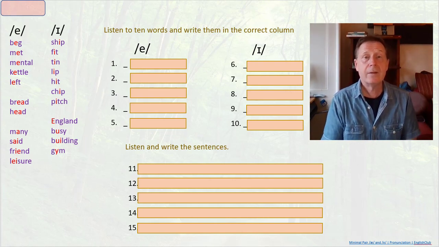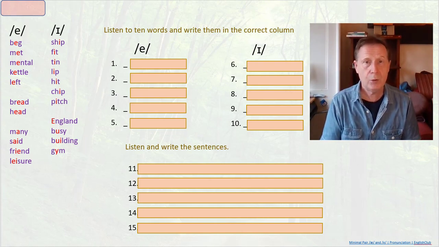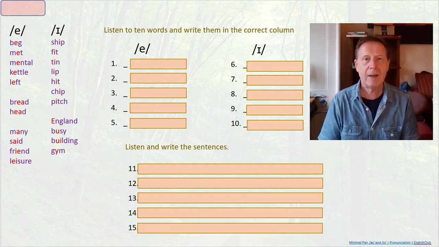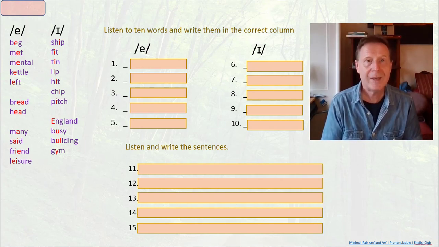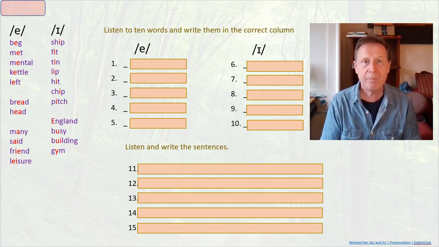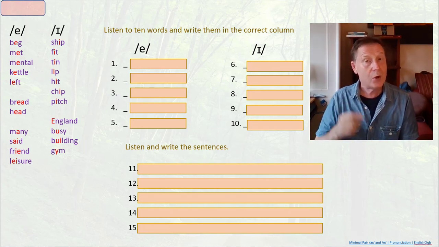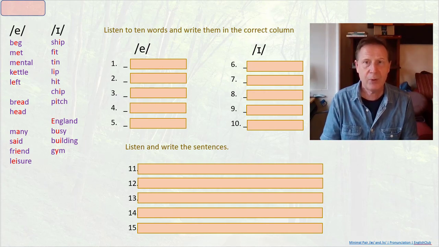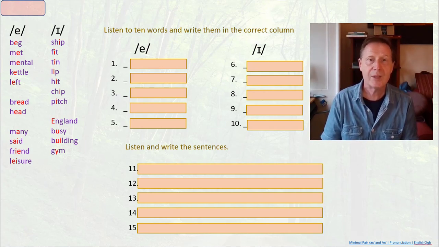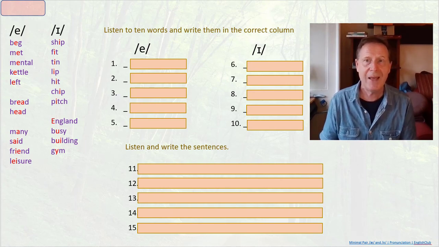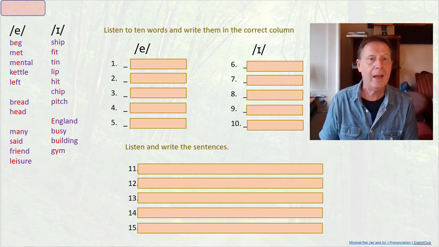Now you can practice the sound and the spelling of these two phonemes. You can do this with some listening and writing. You can see here I've got 15 examples of phonemes with E and I. The first 10 examples are individual words, and the next 5 examples are sentences. So you can listen and write down these examples to test yourself with the sounds and the spellings, particularly the spellings. So you can find a piece of paper and you can listen and write.